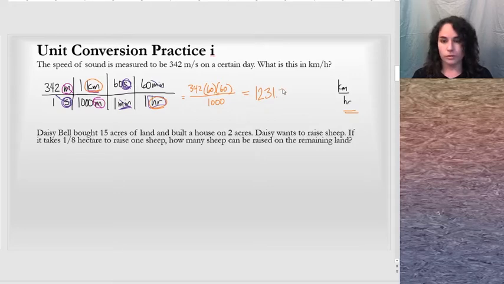1,231.2 kilometers per hour. I use HR. Some books use H. I suppose miles per hour is like that, so it's just an H. But sometimes I use HR. It depends on your teacher, I think. So that's the answer. Here's another one.